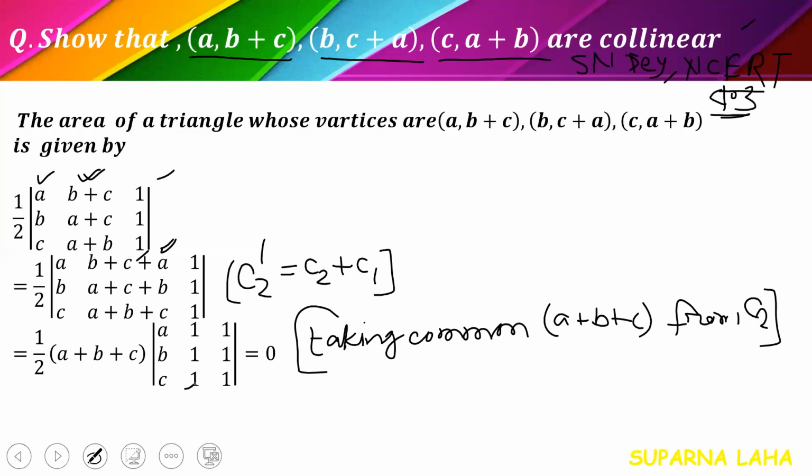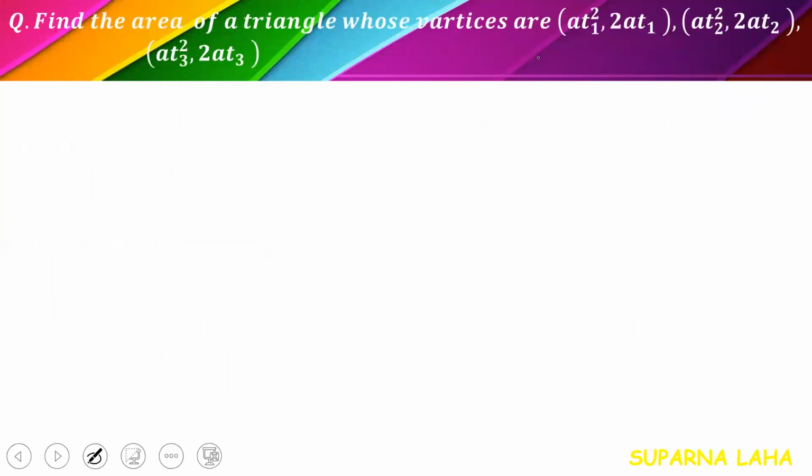Now look at that. Column 2 and column 3 are similar, and we know by the property of determinants that if 2 rows or 2 columns are identical, the determinant value is 0, right? So if this determinant value is 0, we can say that the points given here, that is A, B plus C, B, C plus A and C, A plus B, are collinear. Clear? So moving to the next problem.